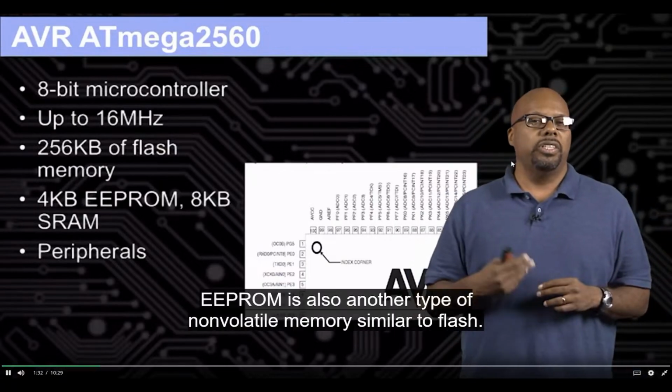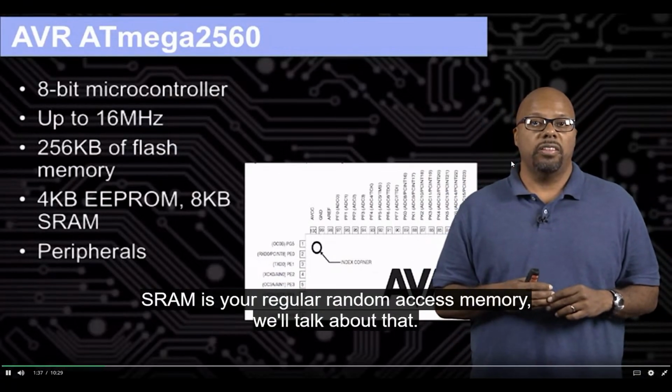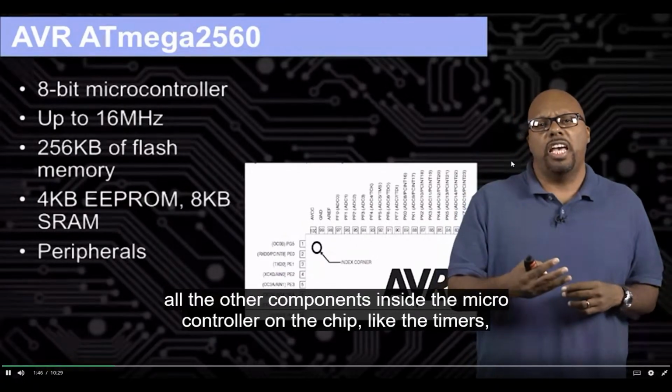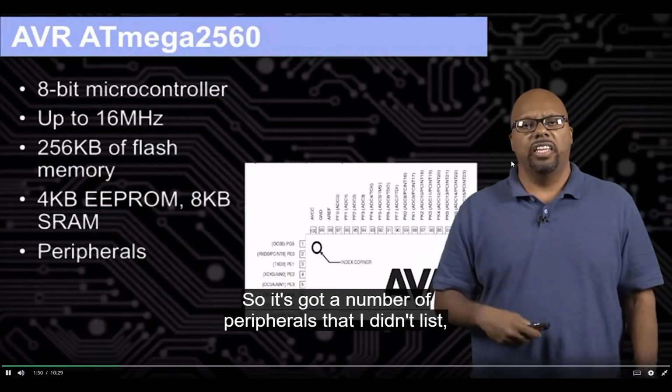EEPROM is also another type of non-volatile memory, similar to flash. SRAM is your regular random access memory. We'll talk about that. And then peripherals is a general term for all the other components inside the microcontroller on the chip, like the timers, A to D converters, and all those other things. So it has a number of peripherals that I didn't list. I didn't put the whole data sheet up there.